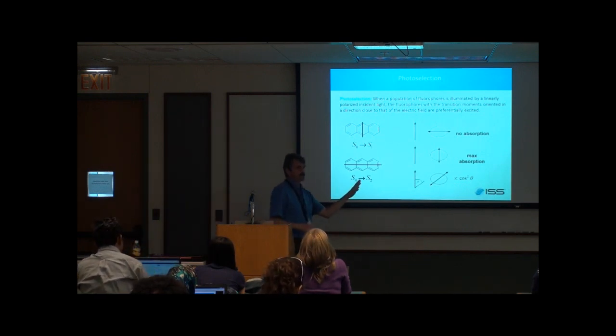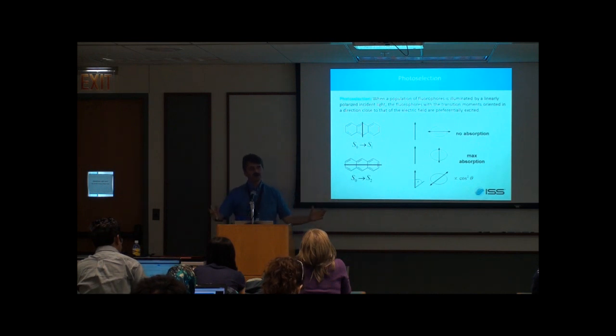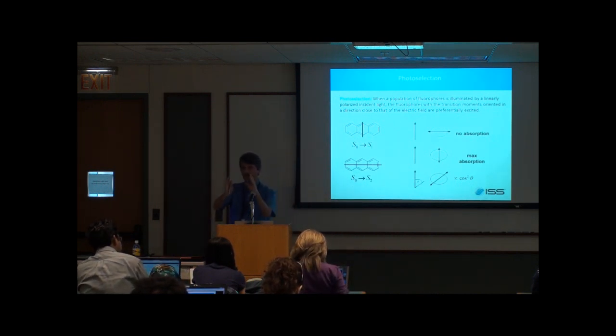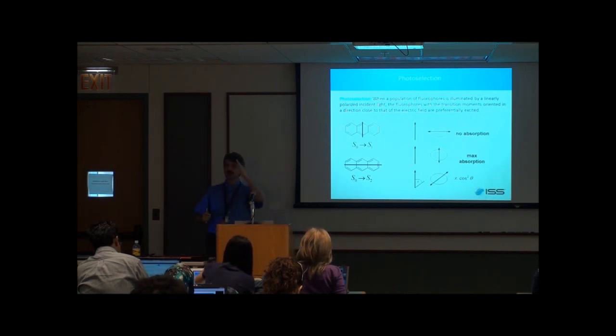This is photoselection. So out of an ensemble of molecules, we only select a few molecules within the ensemble, and we select the molecules whose transition moments are more or less oriented according to the direction of the polarization of the incident light beam.